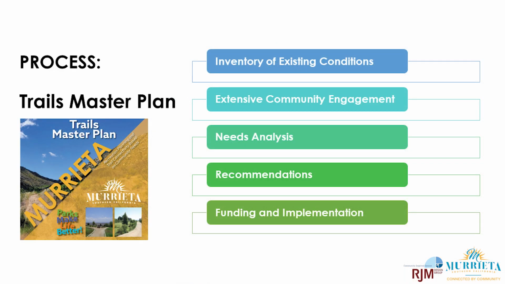The process is broken up into 5 stages. First, an extensive review of the existing condition, followed by community outreach. We'll go out to the community and identify with them the needs and wants based on the existing conditions. Then we weigh those two, develop a needs analysis, and provide recommendations based on the local community input, ultimately tying together funding and implementation strategies.